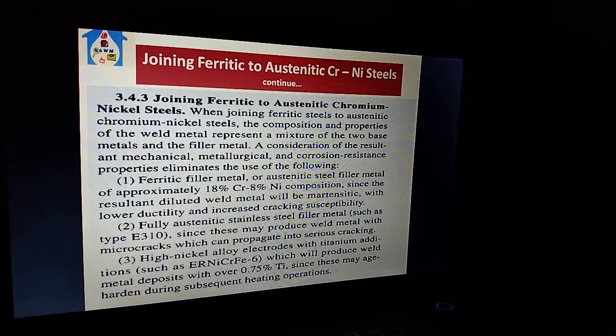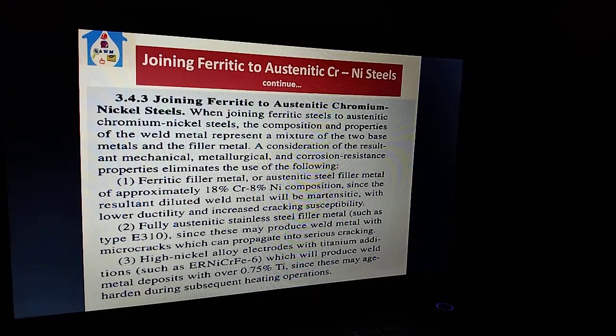Higher nickel alloy electrodes with titanium addition, such as ENiCrFe-6, are also eliminated, which will produce a weld metal deposit with over 0.75% titanium, since this may age harden during subsequent heating operations.